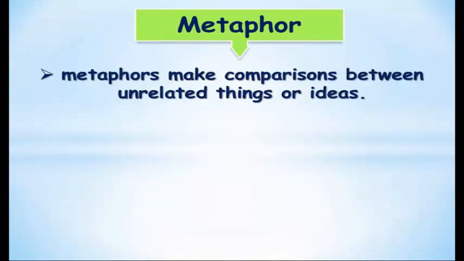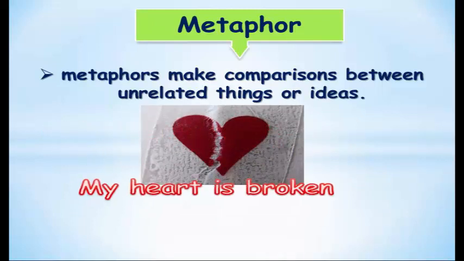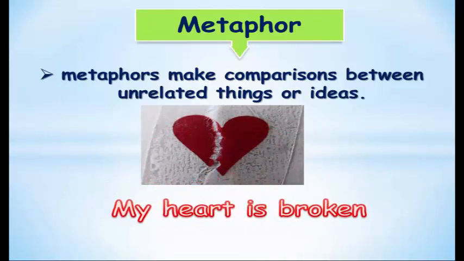We have another kind of figure of speech called metaphor. Metaphor is the same as simile, but in metaphor we don't use as and like. Metaphor makes a comparison between unrelated things or ideas. For example, my heart is broken. You have to ask yourself, is your heart a breakable thing? No, it isn't. So the poet here compares the heart to a breakable thing.